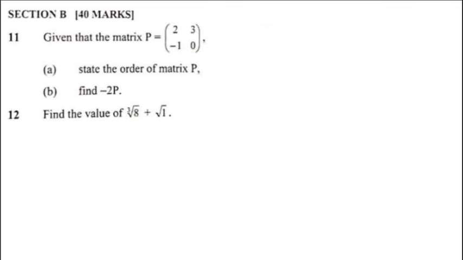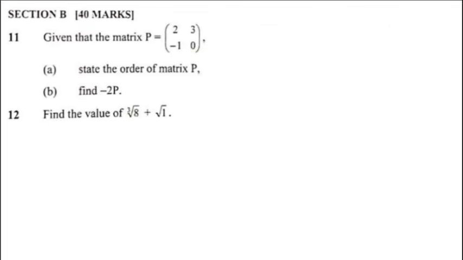Given that the matrix P is equal to 2, -1, 3, 0. Question 11A is asking us to state the order of matrix P, and question 11B is asking us to evaluate -2P, to find the value of -2P. Okay, so let's start with question 11A. They're asking us to find the order of this matrix.